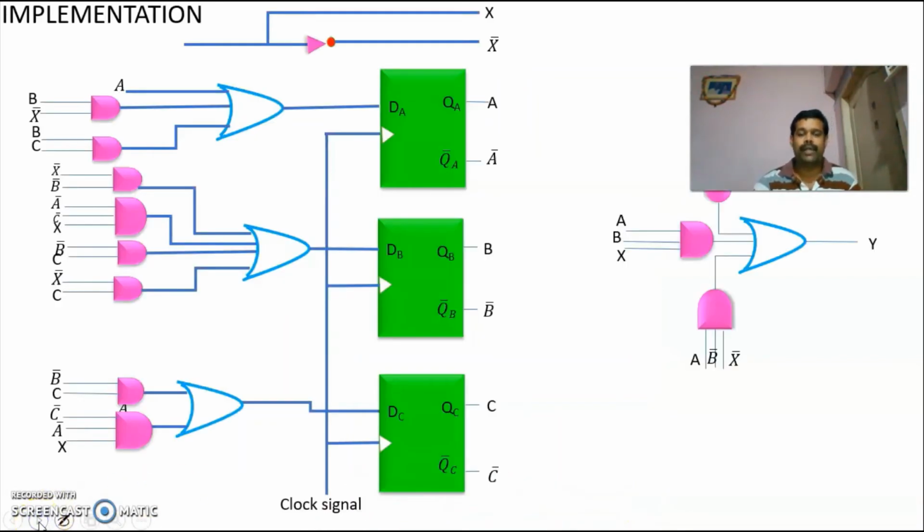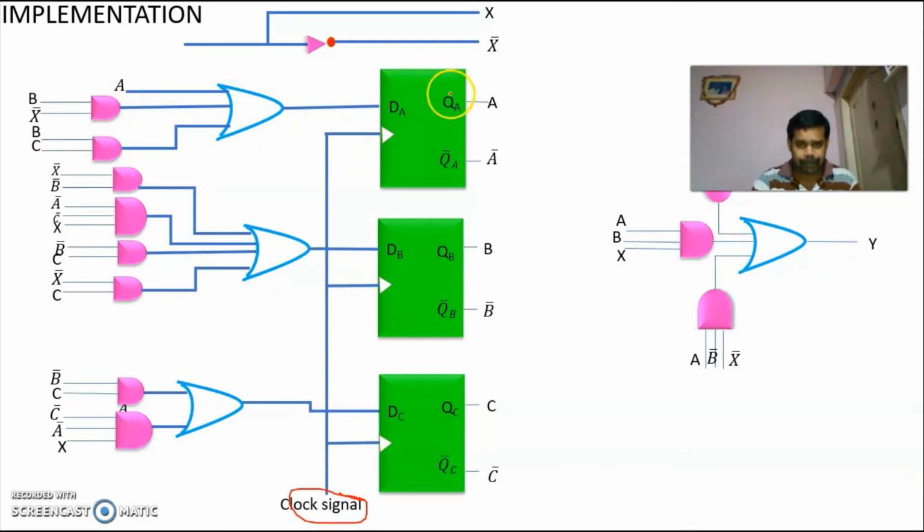Now we have to go for implementation. Here we have used 3 D flip flops. So first we are drawing 3 D flip flops, DA, DB and DC. Then the output of DA is A, and its complement output is A bar. Similarly, the output of DB is B and B bar, and of DC is C and C bar. Now you should give clock to the 3 flip flops, and you have to implement the expressions.